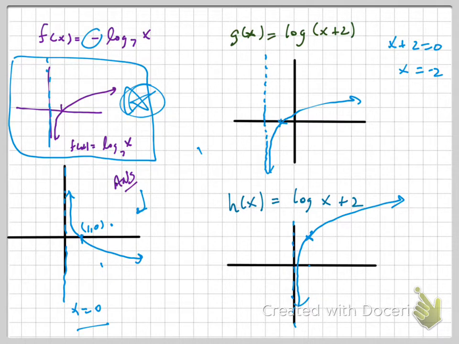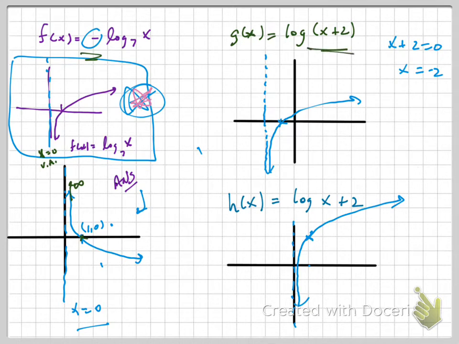If you were to go to the basic shape you're supposed to memorize, here it is. It has the vertical asymptote at x equals 0, which is the y-axis. And that's your basic shape. So what will a negative do to that basic shape? It rotates it over the x-axis. So instead of getting close to the vertical asymptote in the negative direction, it gets close to the vertical asymptote in the positive direction this way. And it still goes through that same point.